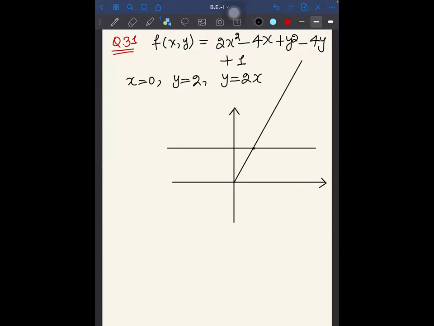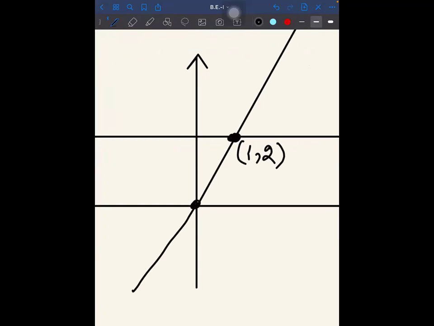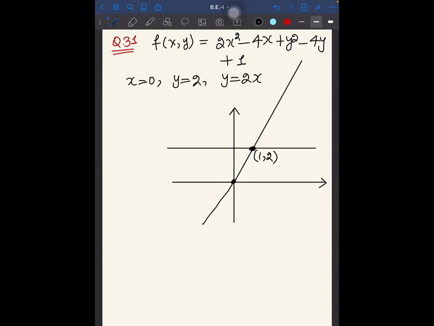Yes, sir. क्योंकि देखो अगर x को 1 पुट करोगे तभी y 2 आएगा ना, तो ये वाला पॉइंट ऑफ इंटरसेक्शन 1, 2 ही बनेगा ना. Yes, sir. ठीक है. So of course this line is also below, but we will be only considering that region bounded by these lines. That means y is equal to 2, x is equal to 0, and y is equal to 2x.